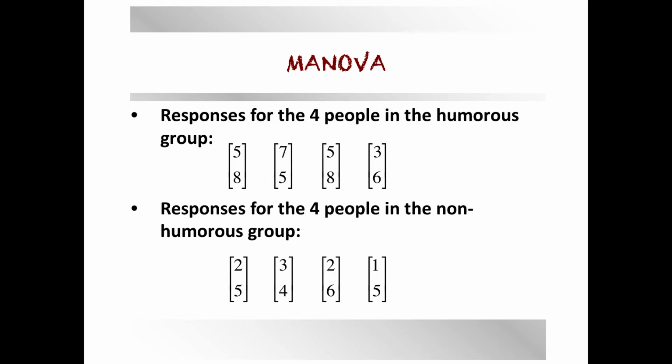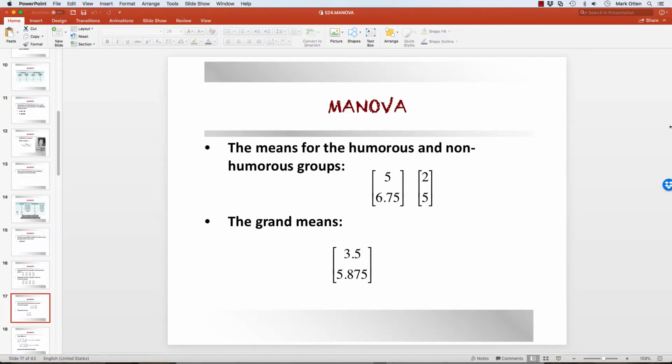Okay, are you ready? If you need to pause the video and take a drink before we get into it, let's go. All right, so this is what the beginning of it looks like. We're just taking our 4 people in the humorous group and 4 people in the non-humorous group, and putting their responses to each of the DVs in matrix form. So that first person is 5 on the first DV and 8 on the second DV, and so on. We can do the same thing for the means here.